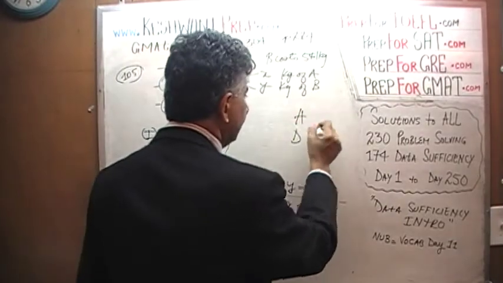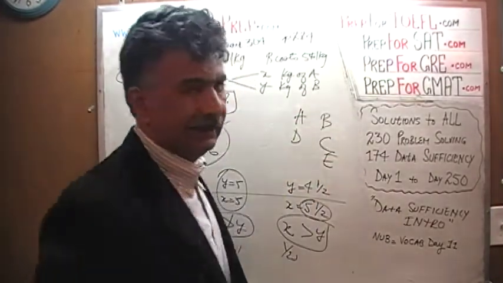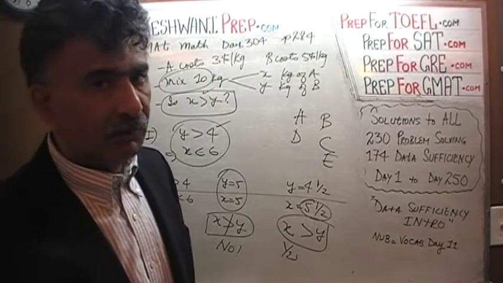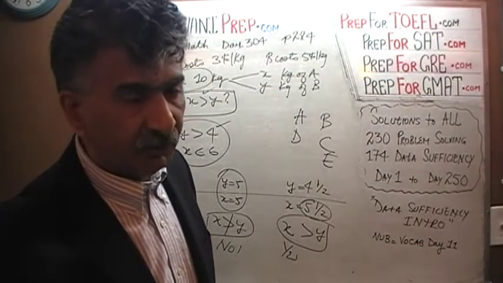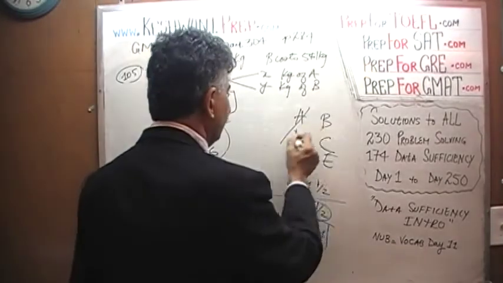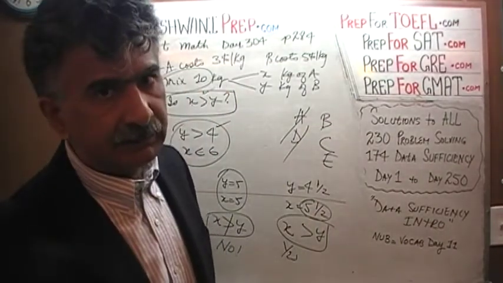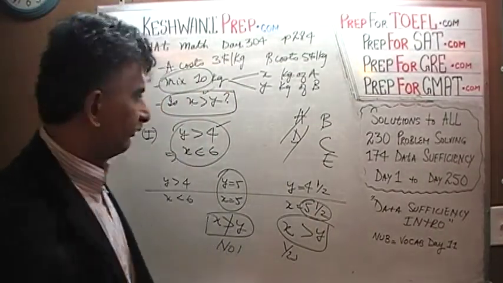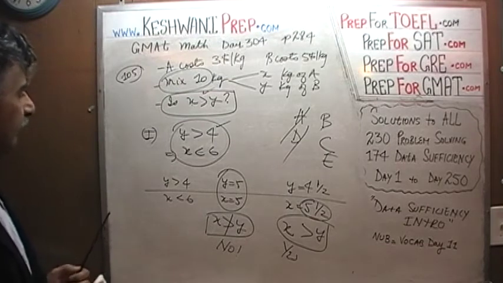A, D, B, C, E. Now that we've established the first statement by itself is not sufficient, we know the answer cannot be A or D. It would have to be either B, C, or E. Let's look at the second statement, shall we? We need the room, obviously.